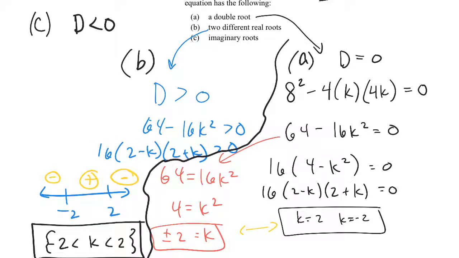So therefore, the number line schema, the way it's organized, negative, positive, negative, doesn't change. So if I want to know when the discriminant is negative, look for the regions of the number line you tested for part B, and you know it's these regions here. So k must be less than negative 2, or k is greater than positive 2.